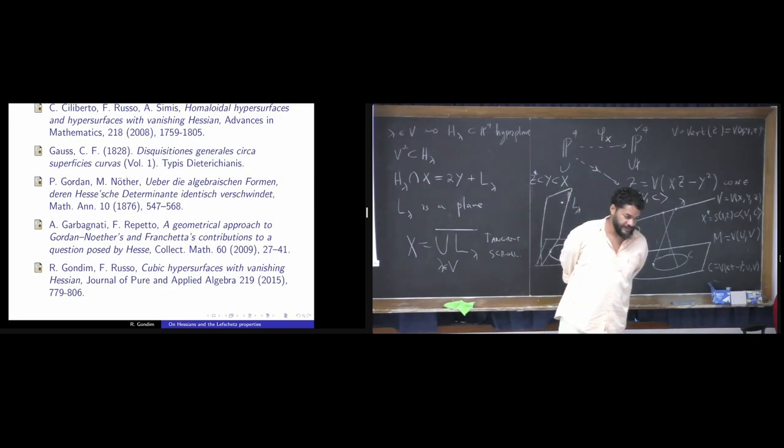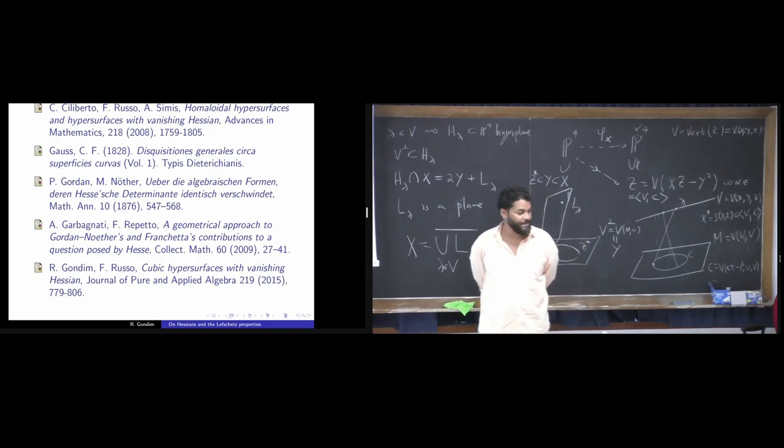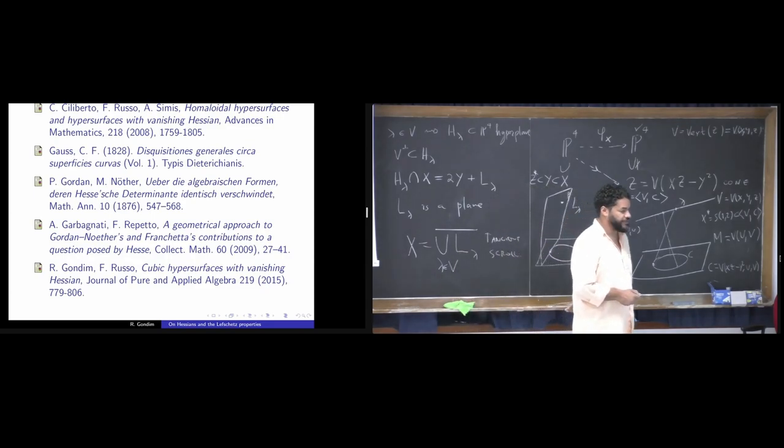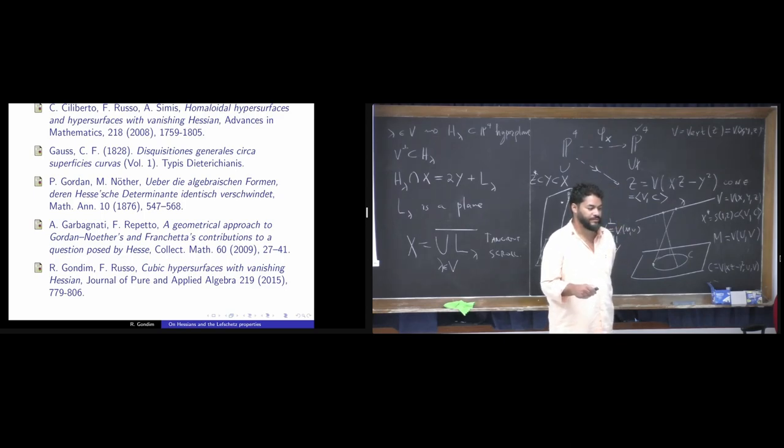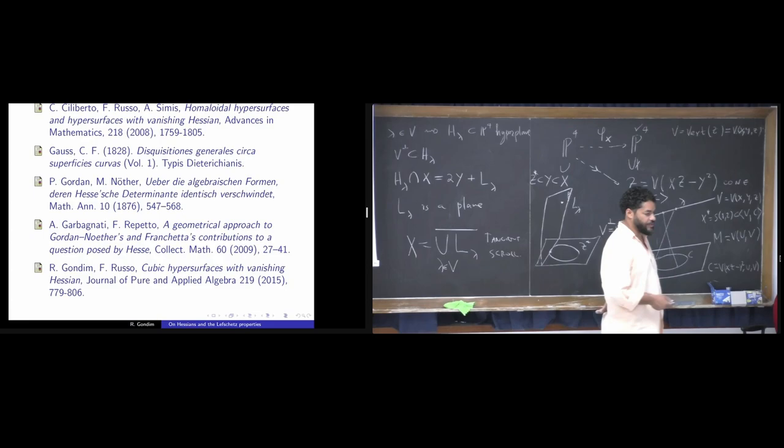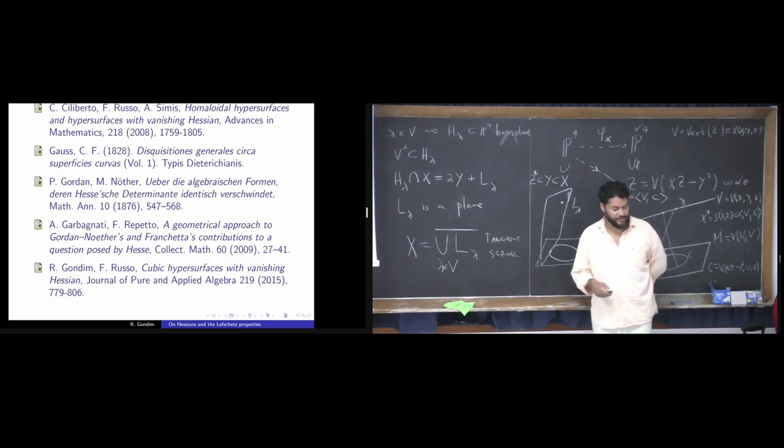Let me just finish this first lecture by pointing out the main references. Gauss, descriptions, generality, circular superficies, curves, was my motivation. Gordan-Noether is the main reference, but it's not easy to follow. Gondim-Russo-Simis was one of the first modern papers revisiting the original work and going beyond. Garbagnati-Repetto includes a geometric proof of the main classification result of Gordan-Noether.